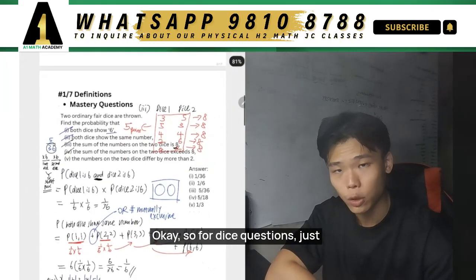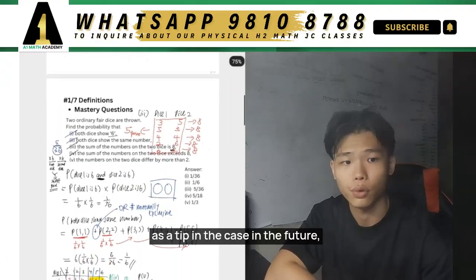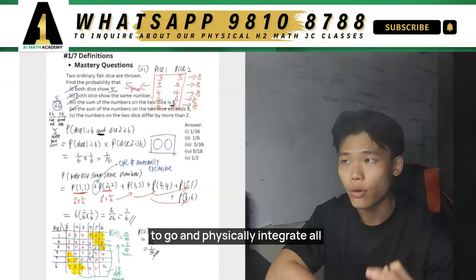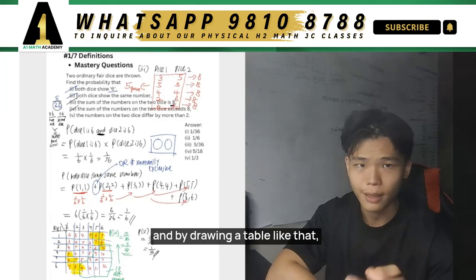Okay, so for dice questions, just as a tip, in case you encounter them again in the future, it'll be a lot better for you to physically enumerate all the different possible outcomes. And by drawing a table like that, it makes things very, very easy.